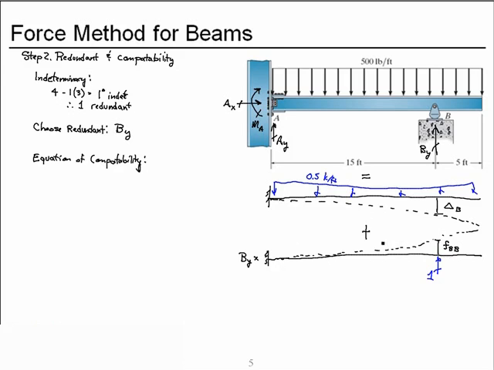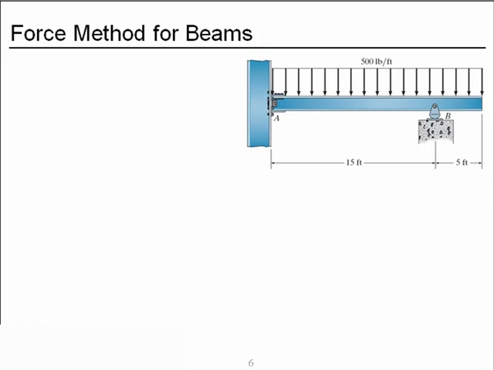Together, the summation of these two has to produce a net deflection at point B of 0. So the displacement of the primary structure due to the applied loads, in this case the uniform distributed load, plus the behavior of the primary structure with a unit redundant amplified by the quantity BY, have to add to 0. And that's our equation of compatibility. Now that we have our equation of compatibility, we're ready for step 3.